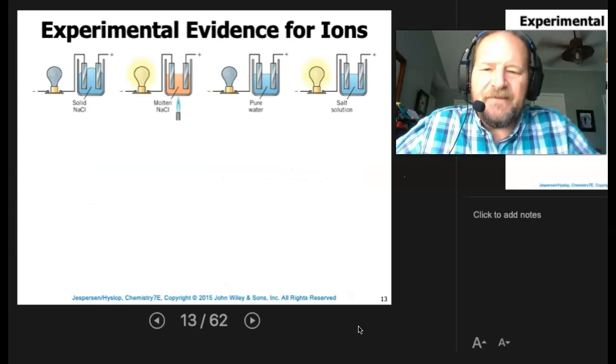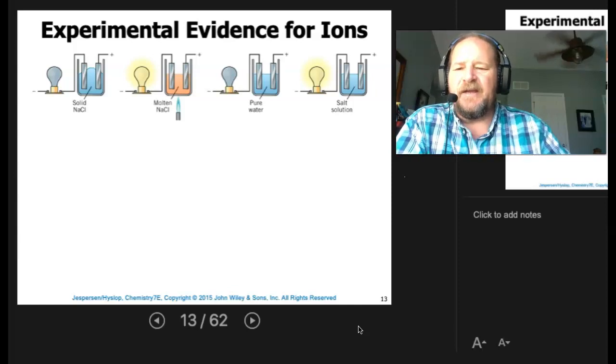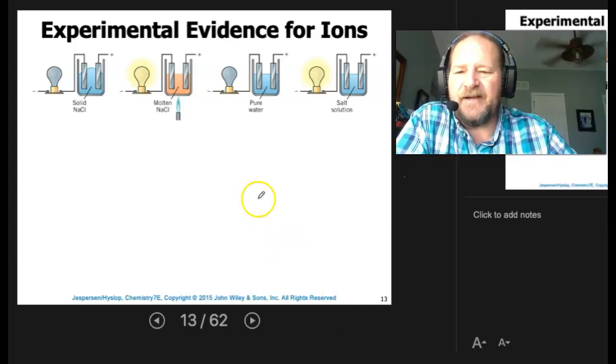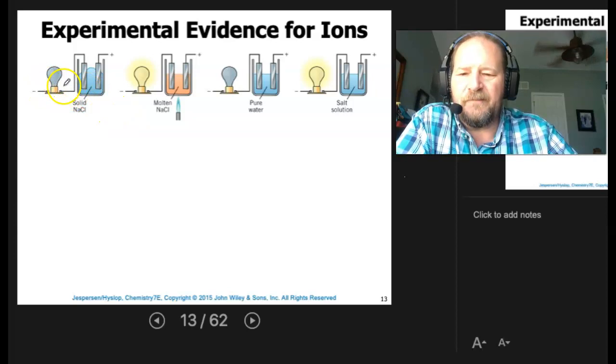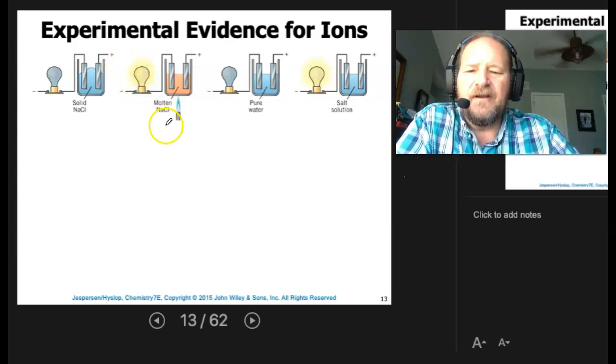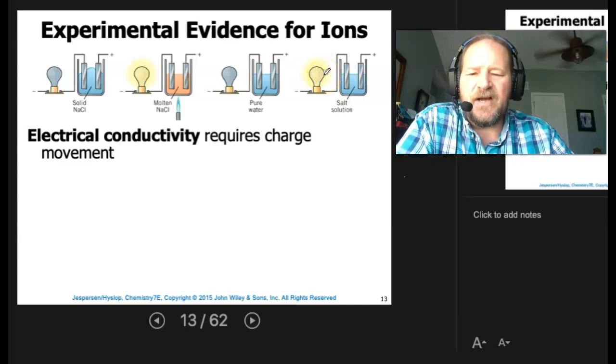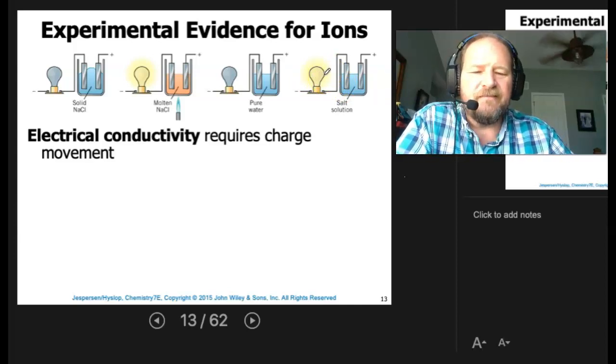Now, experimental evidence for ions. If I take solid sodium chloride and I put it in between this battery, we get nothing, no light bulb at all. If I melt the sodium chloride so that it's a liquid, all of a sudden we have electricity going on. If I put pure water in, no electricity. If I put salt in the water, we get electricity, we get a light bulb. So electrical conductivity requires charge movement, right? The only way we can get electrical conductivity is to have the movement of charges.